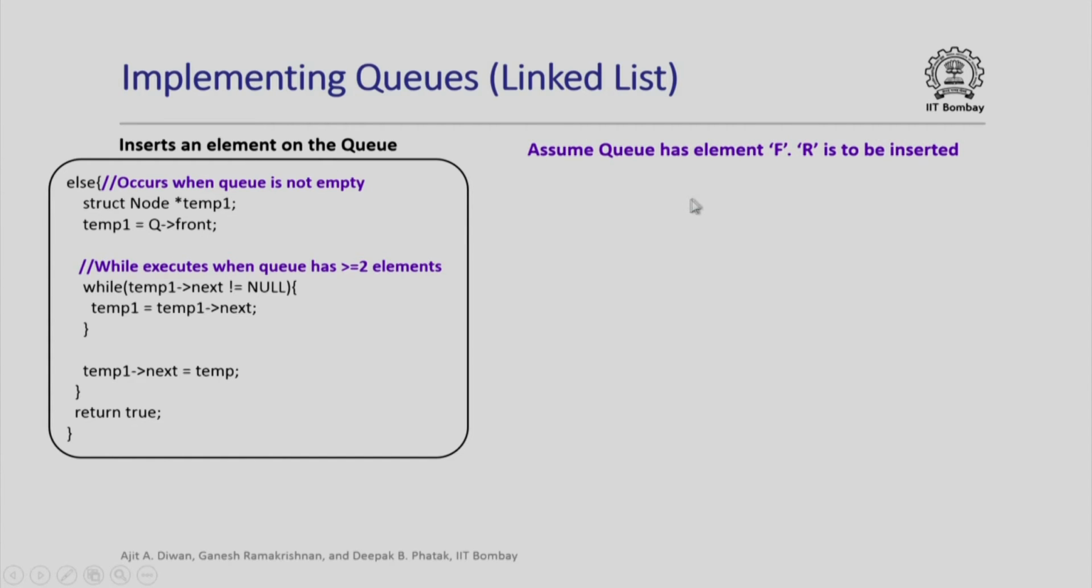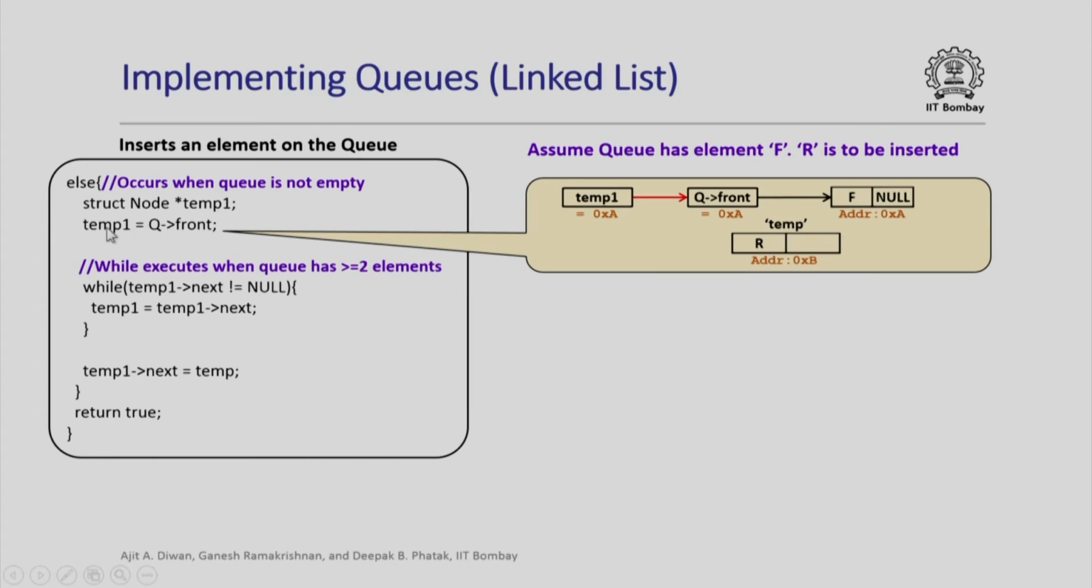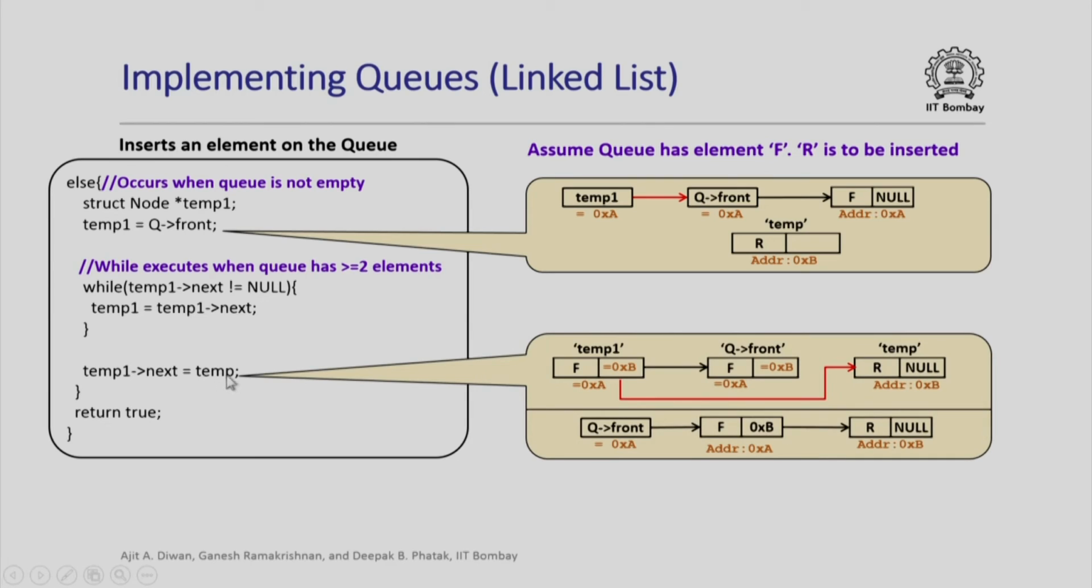Assume that the queue has element f and r is to be inserted. Let us see what happens. I come to this temp1. So, temp1 is now created, it is pointing to queue front, that is all I know about the queue anyway. Next, I execute a while statement, while temp1 next is not null, but in this particular case temp1 next is actually null.